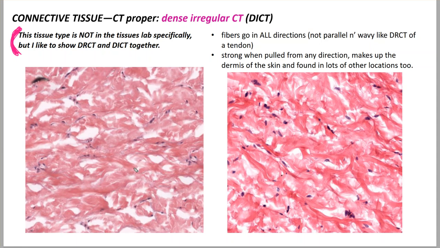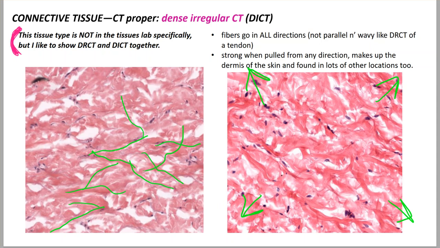You can kind of see that the fibers go all different directions and they cross each other. It's kind of like a little web of fibers, all these fibers crossing. And so it's really strong when you pull it from any direction. You can pull it this way, or this way, or this way, and this way. From any direction, this tissue is going to be strong.